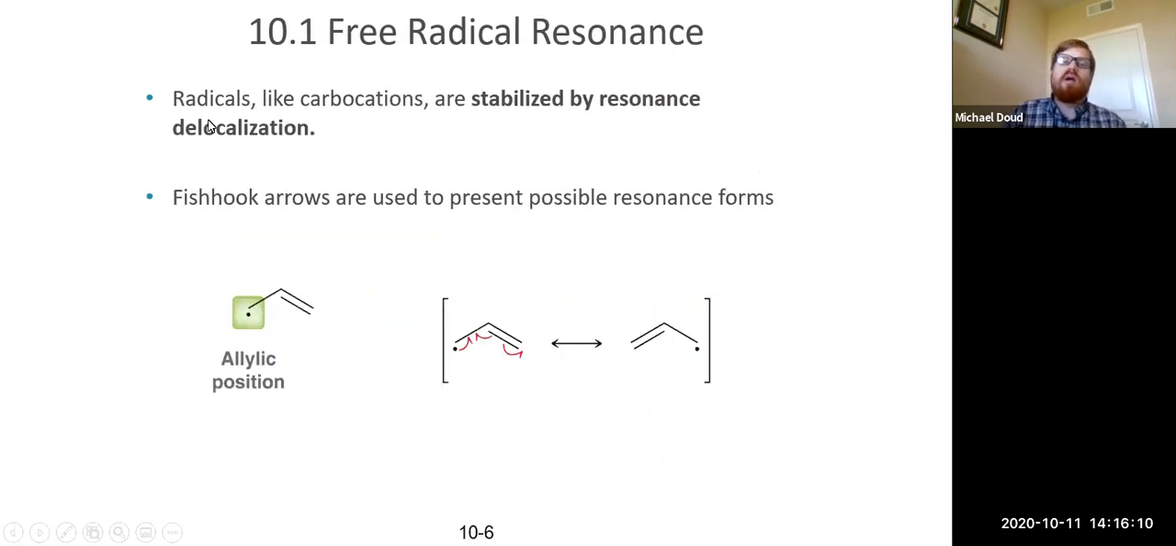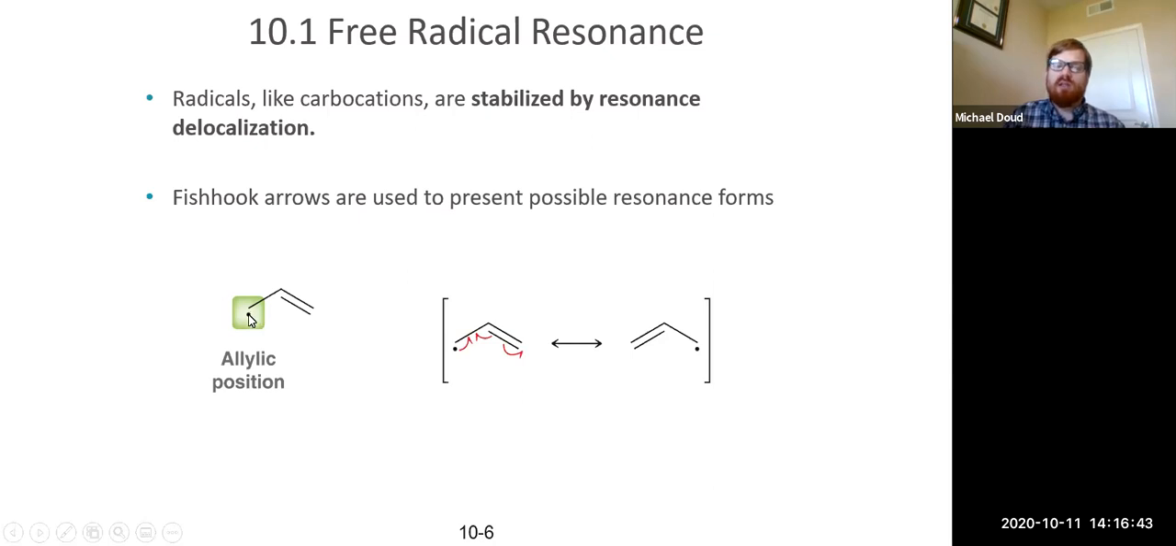Okay, so I already mentioned this, but just like carbocations, radicals have a certain type of resonance. It's basically resonance delocalization that you can form. And the good news is the positions, just like carbocations, are going to be in the same places. So the same places you look for resonance for carbocations, you're going to look in the same place for this radical. Now, the mechanism looks a little bit different when we actually draw it out.